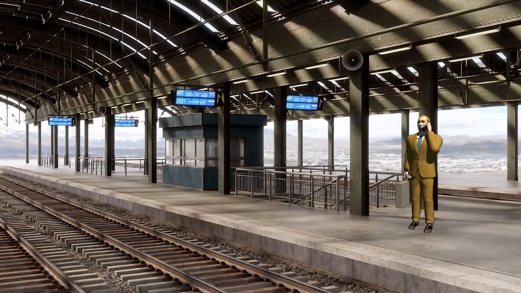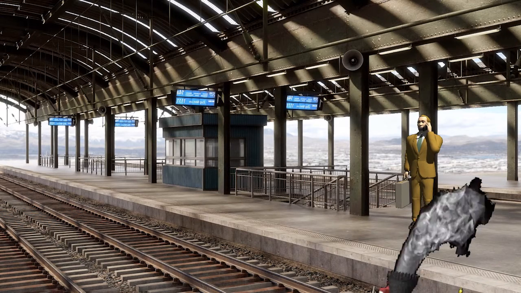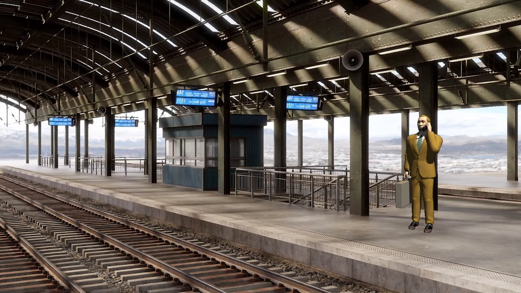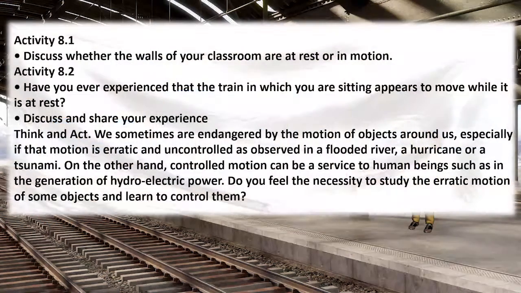In activity 8.2, the question asked is whether the reader has experienced that the train in which they are sitting appears to move while the observer is at rest. This question can be answered by saying that in a condition where the observer is sitting in the train, he perceives the person standing outside the train is in motion.